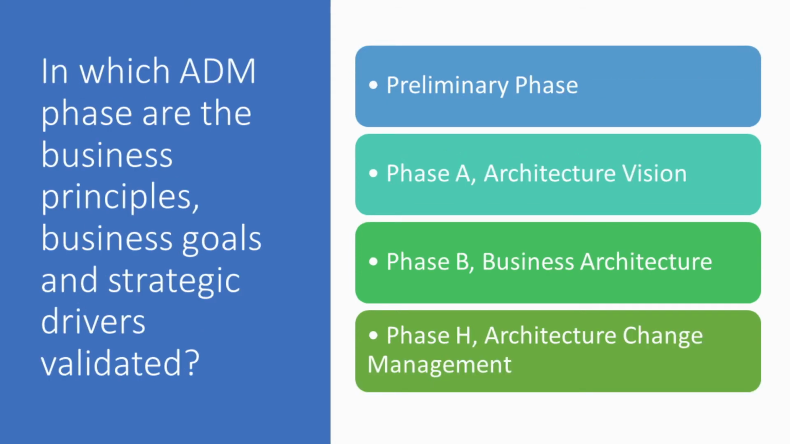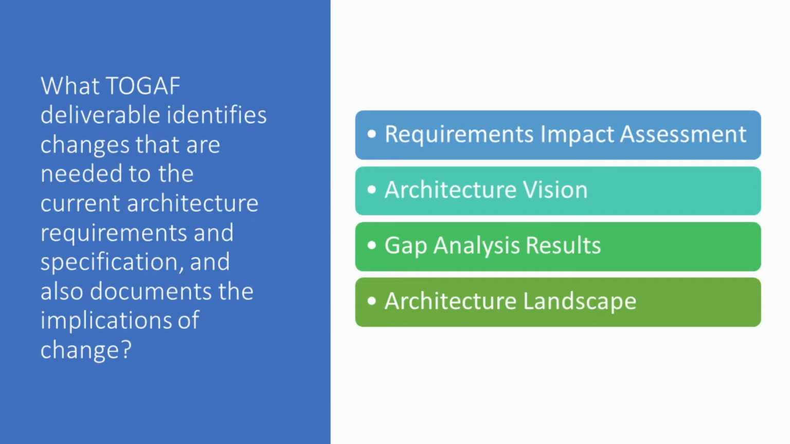In which ADM phase are the business principles, business goals, and strategic drivers validated? Options we have: A. Preliminary phase. B. Phase A, architecture vision. C. Phase B, business architecture. D. Phase H, architecture change management. Correct answer for this question is option B. Phase A, architecture vision. Because it includes the validation of business principles, goals, strategic drivers, and also key performance indicators, KPIs. Let's talk about next question.